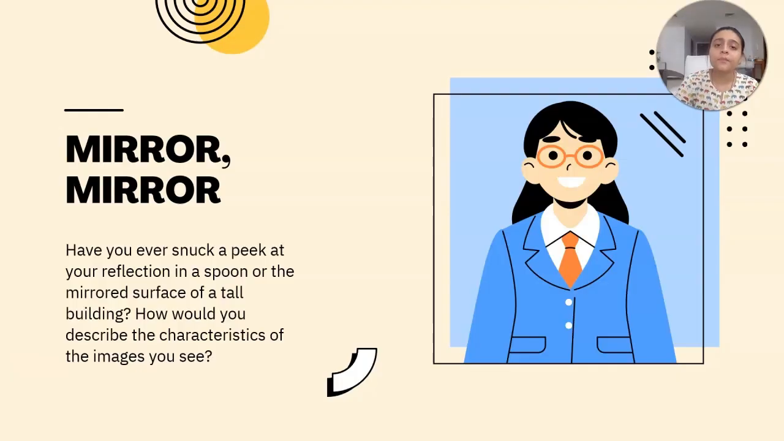For this we are going to see the mirror only, because the mirror was the one reflective surface to which the light bounced back or reflected back. So we are going to study about the mirror. We have already seen mirrors in our homes, right? So how would you describe the characteristics of the image formed by the mirror?